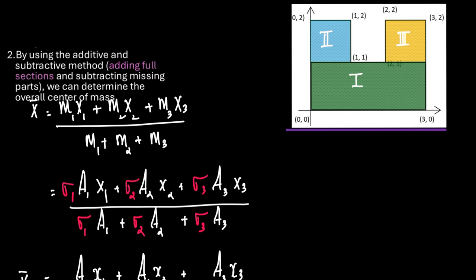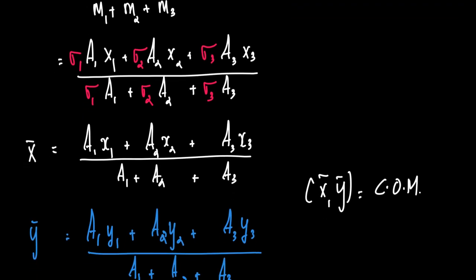So we can write this as m1 as sigma 1 a1, m2 as sigma 2 a2 and m3 as sigma 3 a3. We already have discussed this part, right? And if all these sigma 1, sigma 2, sigma 3 are representing uniform density, then sigma 1 is equal to sigma 2 is equal to sigma 3 is equal to sigma. In which case these sigmas from the numerator and from the denominator can be cancelled, and what we get is a1 x1 plus a2 x2 plus a3 x3 by a1 plus a2 plus a3.